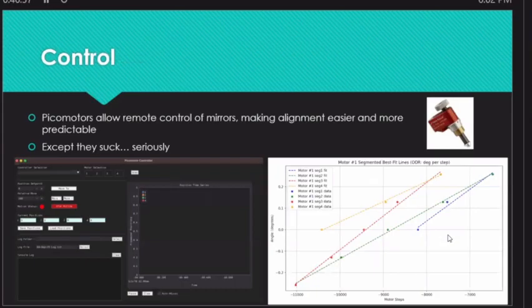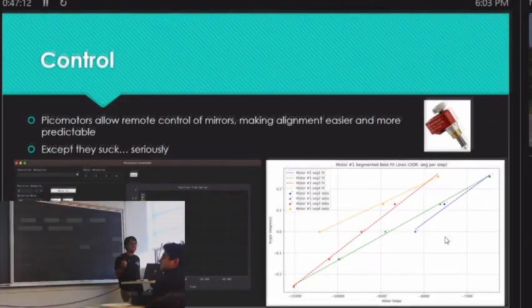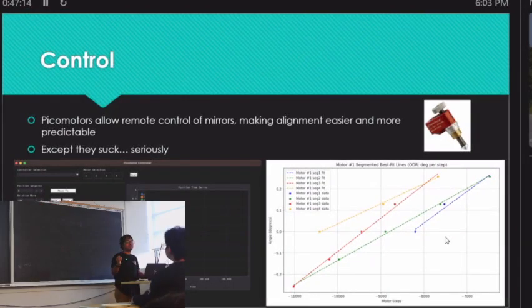I also wrote a control program for these picomotors, so just a GUI where it shows what their current state is, or the angle, or how it changes over time. You can save states, you can log states. This would have been useful, but these picomotors really suck because a certain step in the picomotor does not correspond to the same angular step all the time.